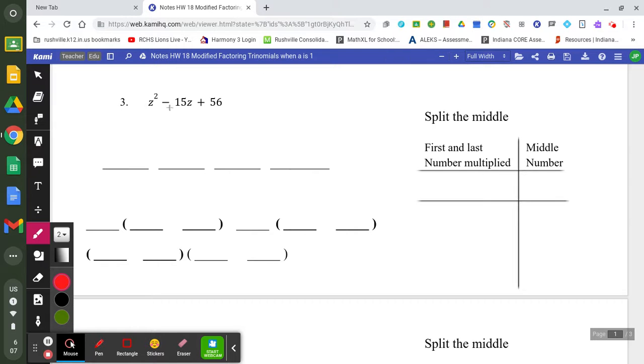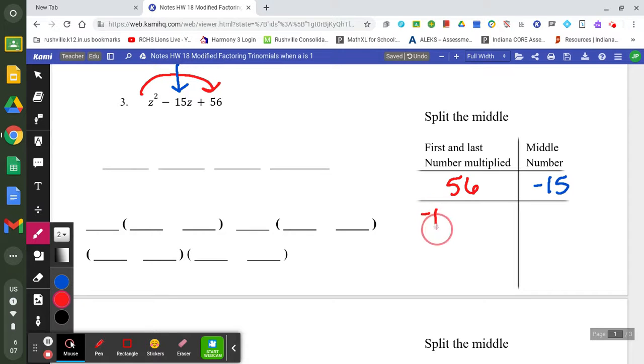So number 3, same thing again. First number times the last number, 56. And it needs to add to the middle number, negative 15. And so for two numbers to multiply to a positive, but then add to a negative, both of my factors will have to be negative.